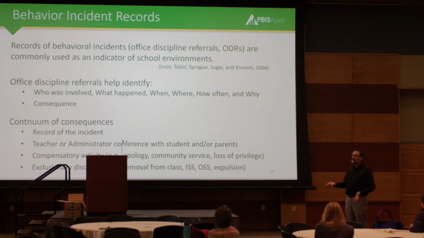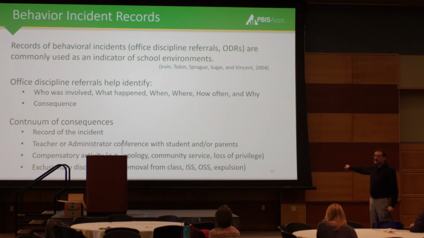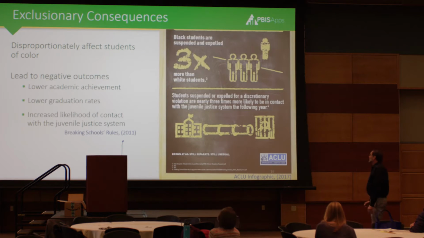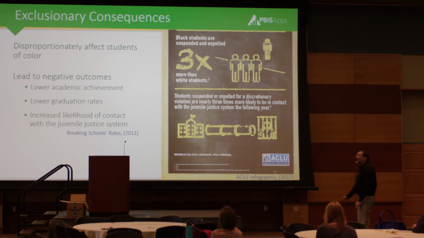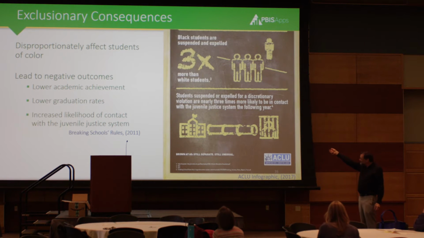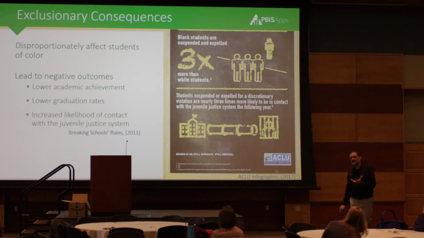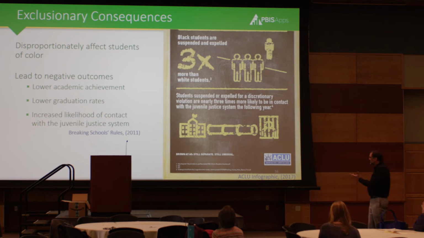I've got to find some way. I want to bring you back and help you be successful, but I can't have you here. So we even remove them from class or remove them from school, or say you don't get to come to school anymore. We expel them. And what we know is those actions disproportionately affect students of color. They lead to negative outcomes: lower academic achievement, reduced graduation rate and promotion rate, likelihood of dropping out of school, connection to the juvenile justice system.